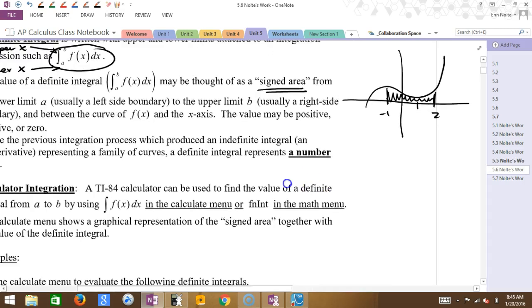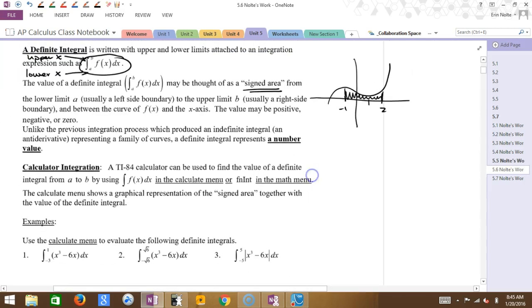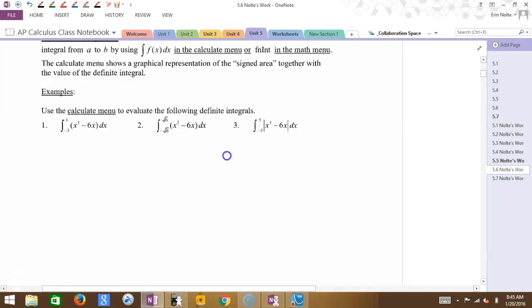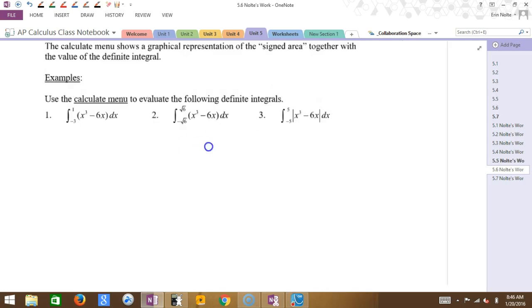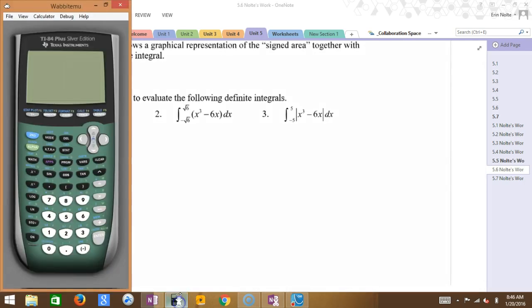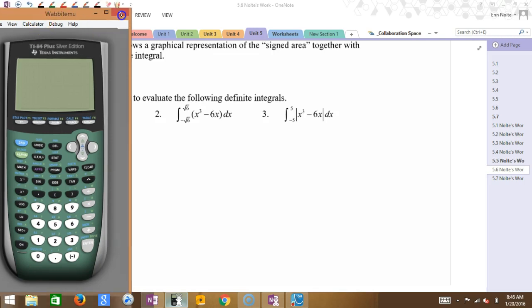I'm going to show you 3 ways to do that. I'm going to show you how to do it on the TI-84, on the Inspire, and by hand, because of course there are non-calculator parts on the test where you have to know how to do it by hand. Are we doing all the notes today? Yep, we're going to do all of them today.